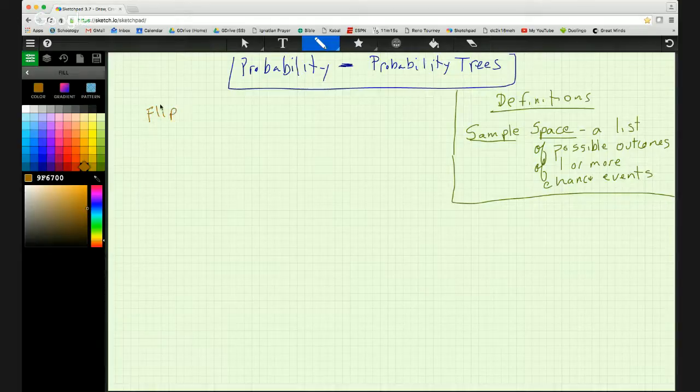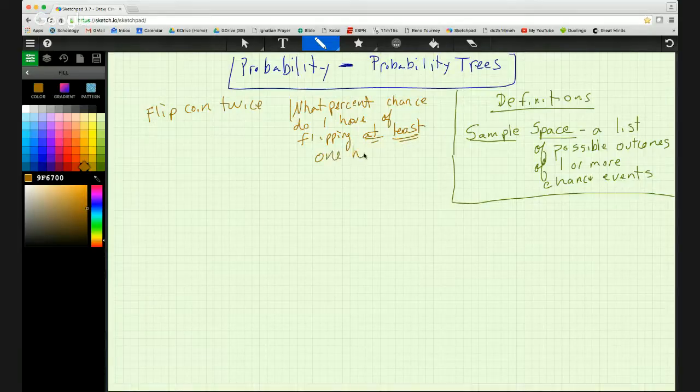So here's the deal. We've just done this one. We're going to flip a coin twice, and then we're going to find out what percent chance do I have of flipping at least one head?